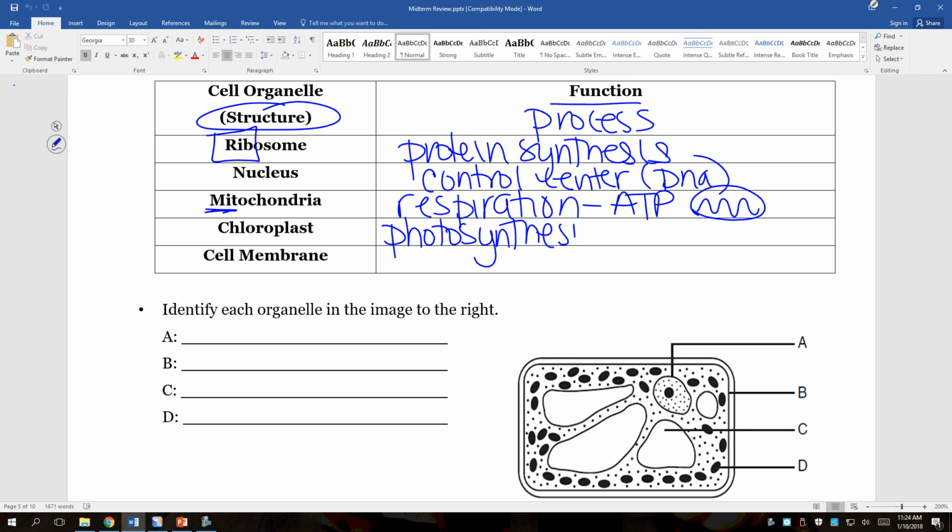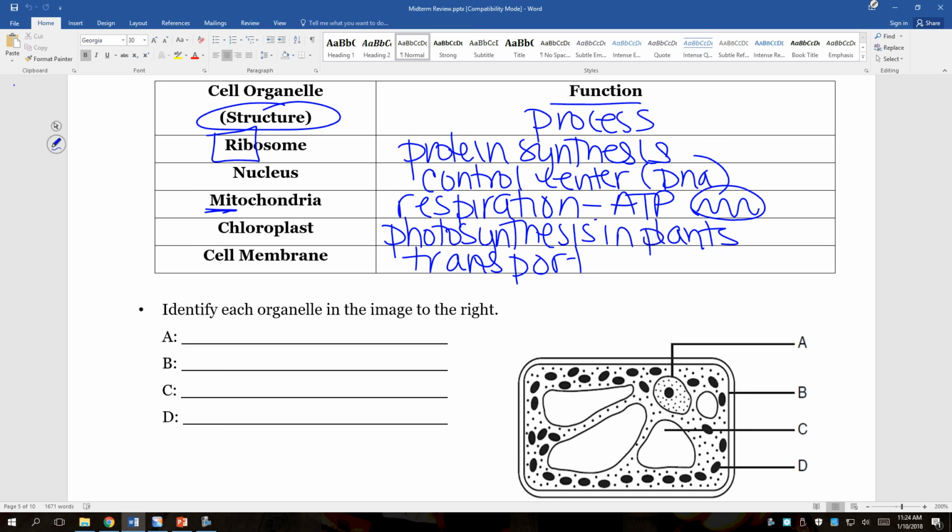So let's write down photosynthesis in plants, because that is a life process that we as humans, other animals, are not capable of doing. Only plants can undergo photosynthesis. And the last one is the cell membrane. Cell membrane we just talked about in our last unit, and that's going to be responsible for transport. Transport means allowing for materials to go across the cell membrane, whether that be oxygen, carbon dioxide, or glucose.